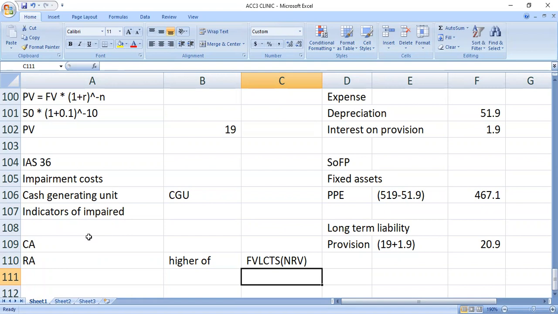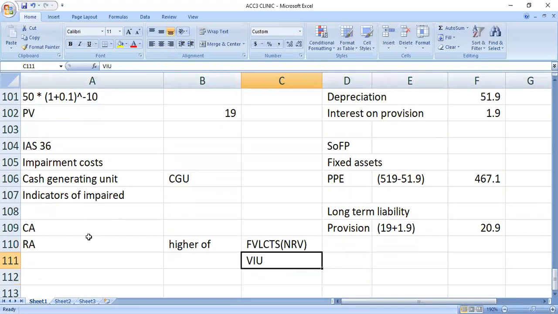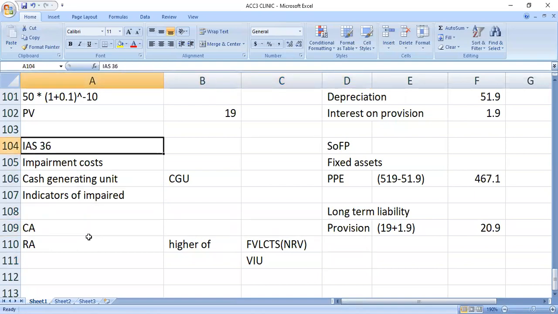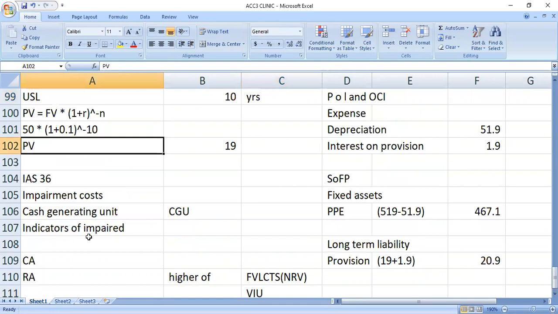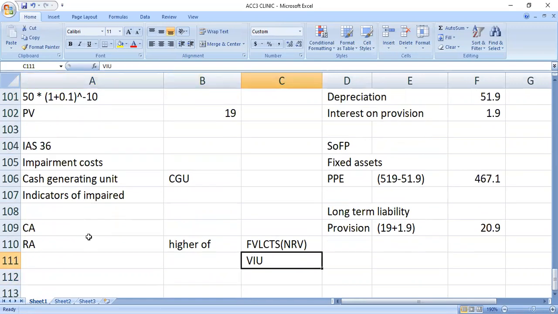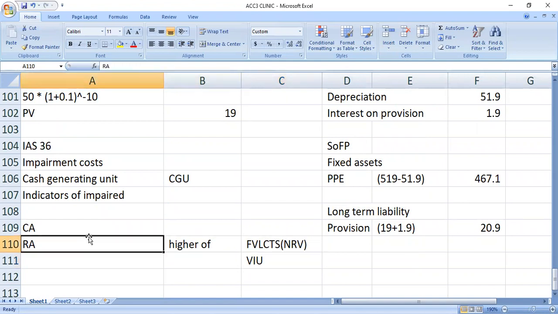Then you compare it with value in use. Value in use is another kind of provision thing where you need to use present value. What it does is you look at the expected future cash flows that you expect to generate from an asset, and then you discount them. You get the present value now, so that becomes your value in use. When you compare the two values, the higher of the two automatically becomes the recoverable amount.